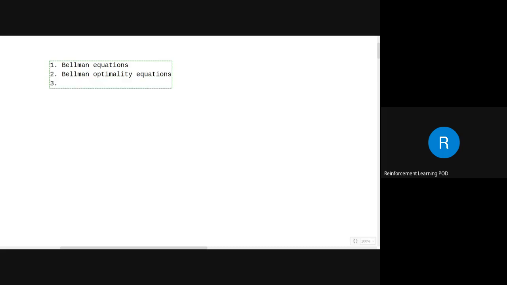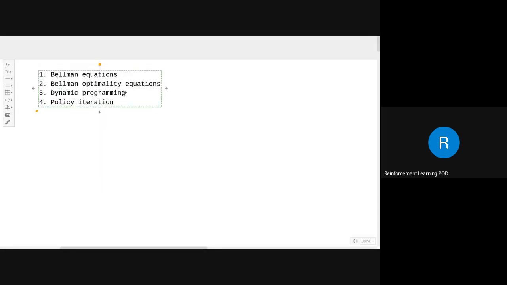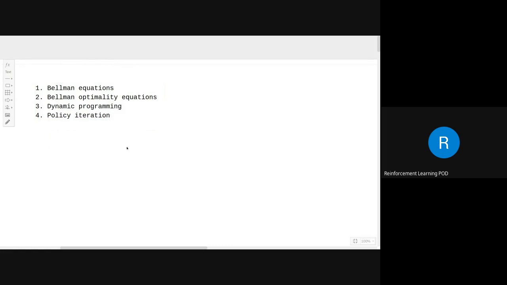Then we have to solve the MDP. It's called dynamic programming. The overall approach is called dynamic programming. Specifically, we look at one dynamic programming approach called policy iteration. Okay, so these are the 4 topics that are covered in this week. Now, what we'll do is we look at what the Bellman equations are.